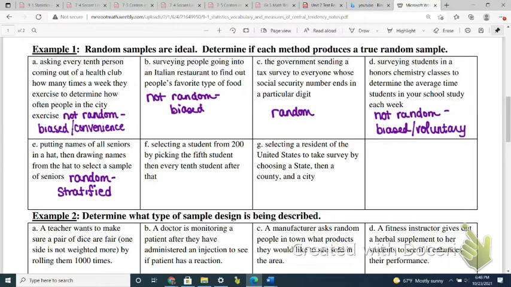F, selecting a student from 200 by picking the 5th student, then every 10th student after that. This is random, and this is systematic because there's a system in place for figuring out how they're getting them. And G, selecting a resident of the United States to take a survey by choosing a state, then a county, and then a city. So this is random, and it is multi-stage.